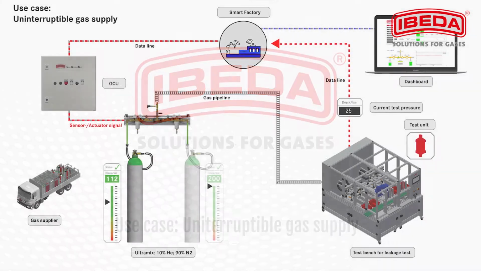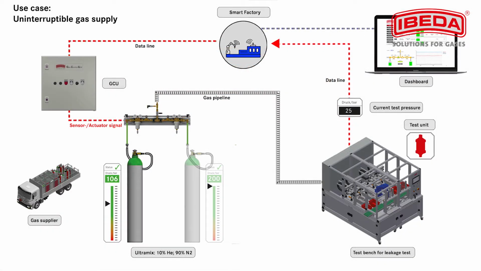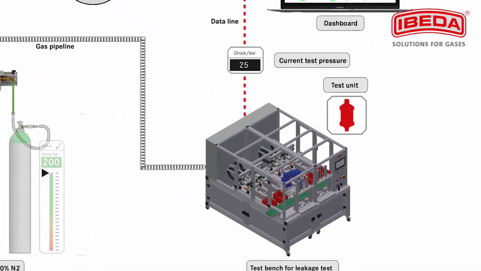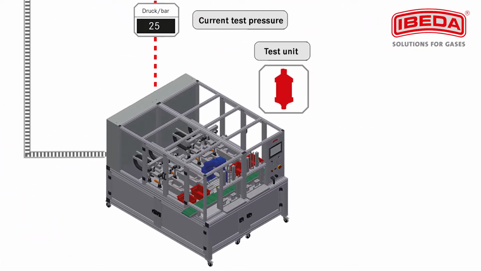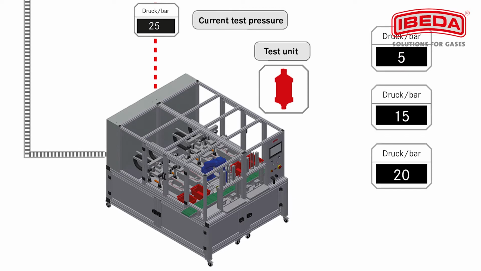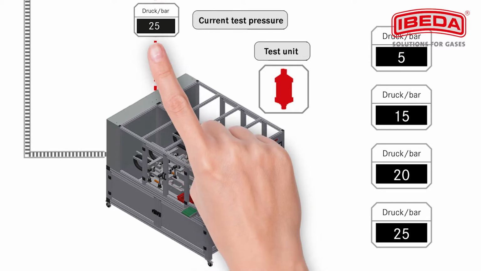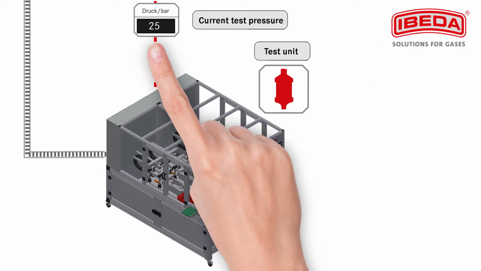This is an automatic gas manifold system supplying test gas to a leak test bench. The equipment is used to test products, in this case gas safety devices, which require test pressures between 5 bar and 25 bar depending on the design. The job shown requires a test pressure of 25 bar.